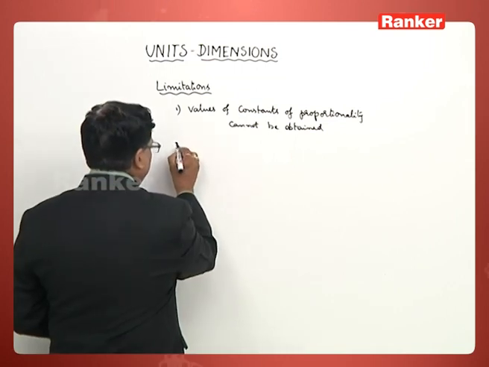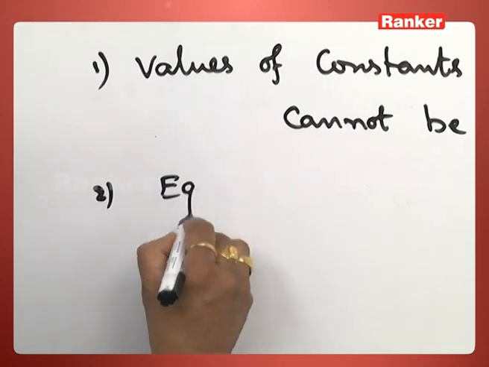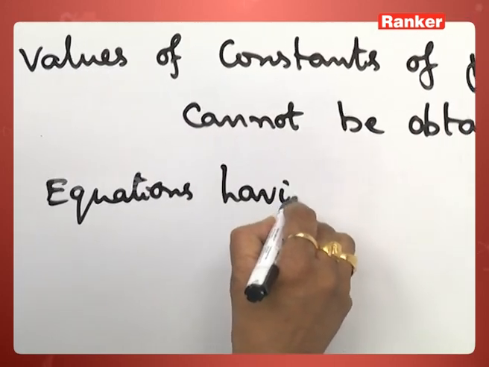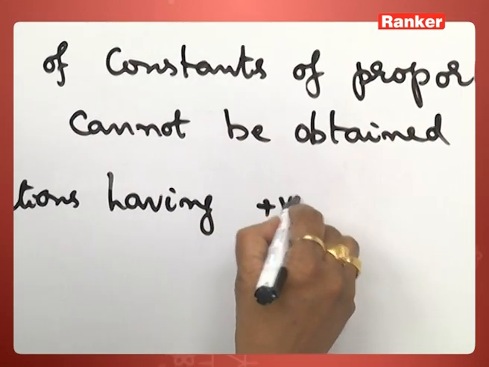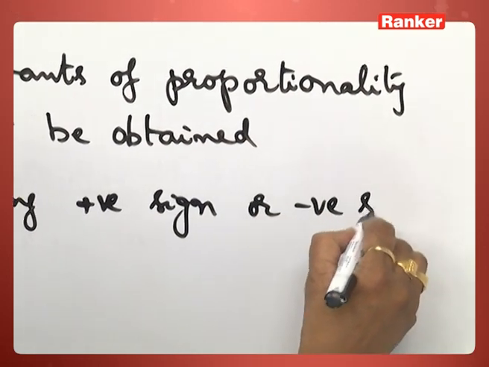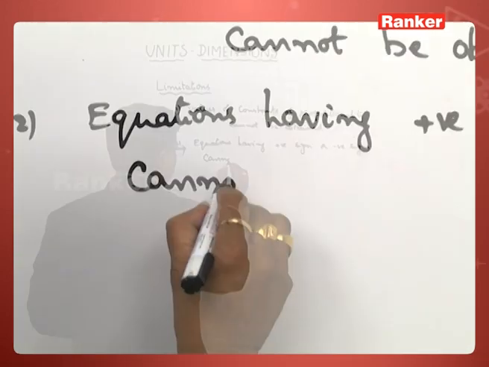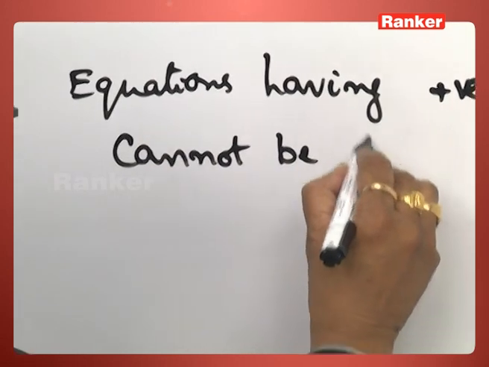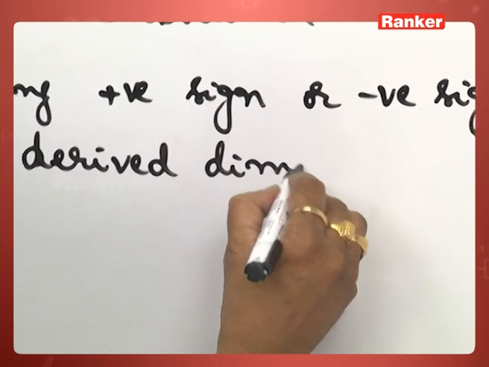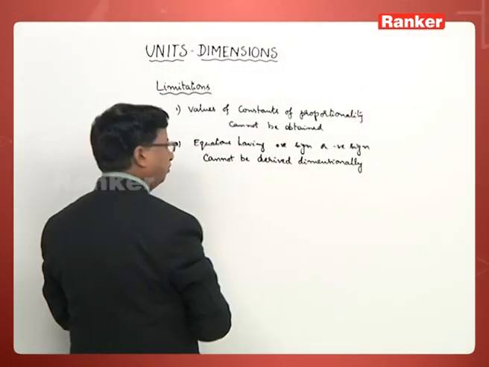Coming to the second one, you can definitely understand the equations having positive sign or negative sign cannot be derived dimensionally. Derived dimensionally, that is one constraint again.